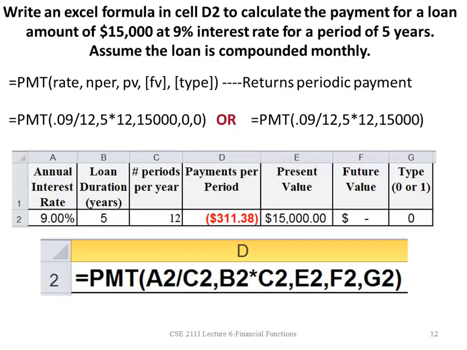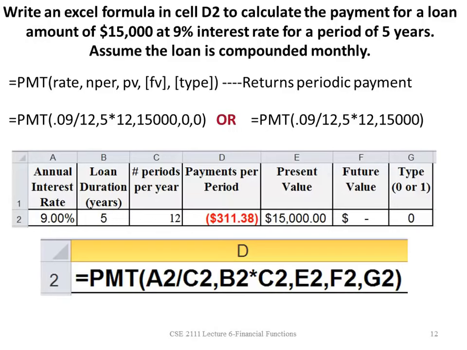The next argument is the number of periods, or the NPER. I told you for this argument, you take the number of years and you multiply it by the number of compounding periods, which is 12. 5 times 12. The next argument is the present value argument, or PV. The present value for this loan is $15,000. That is money that is coming to us, so we do not put a negative number in front of it.